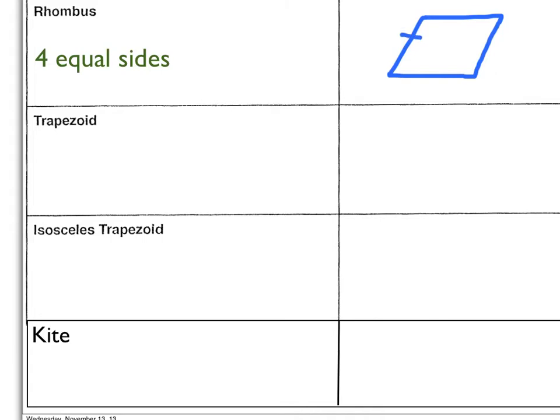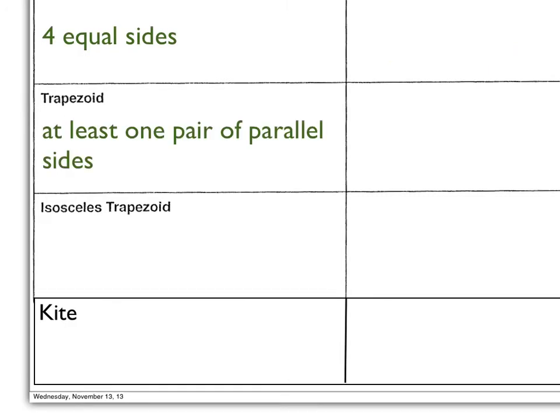It's got 4 equal sides, so I need to mark them. And you might think, hey, maybe that's a square. Well, if you don't have those angles marked as 90 degrees, it's not a square, it's a rhombus. A trapezoid has at least one pair of parallel sides.